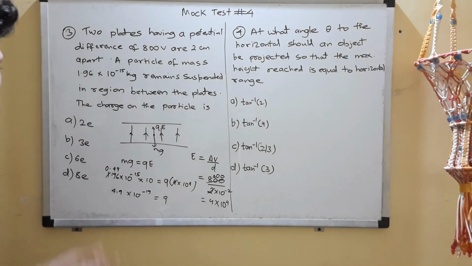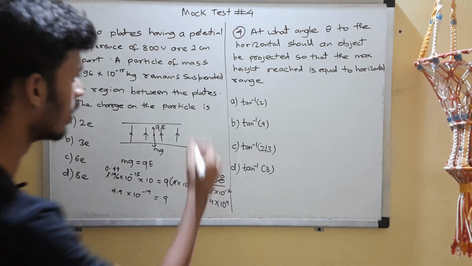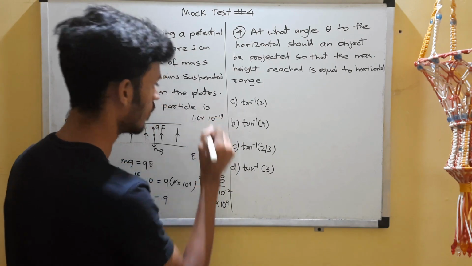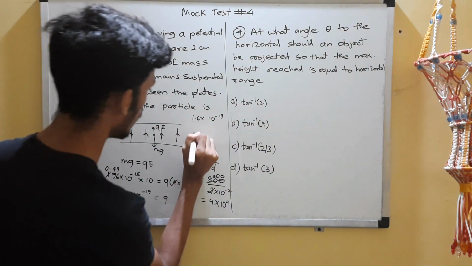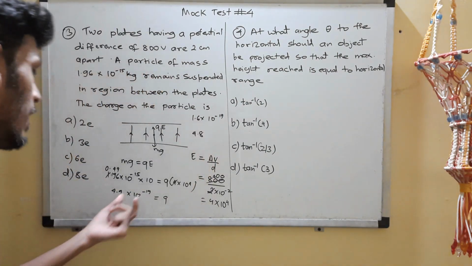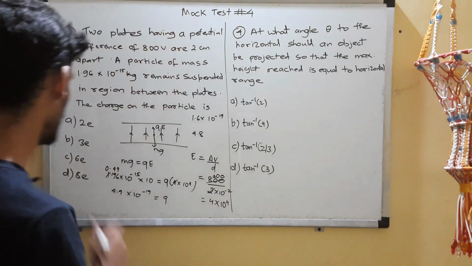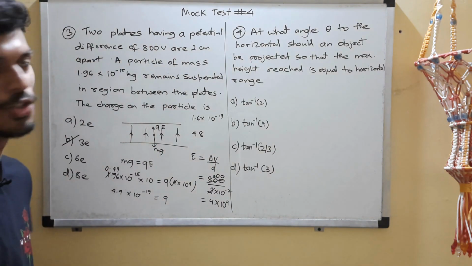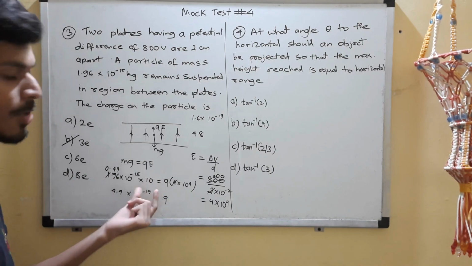Now if you compare it with the e values, the closest is 3 times e, right? 1 e is basically 1.6 into 10 to the power minus 19. 1.6 times 3, 16 3s are 48, right, which is 4.8. Here we are getting 4.9 basically because we used 10 instead of 9.8. So option B, 3 times e, is the correct choice over here. It would have been exactly 3 times e if we had used 9.8.